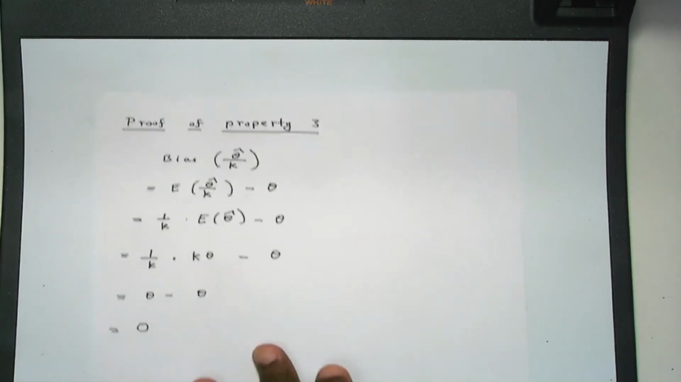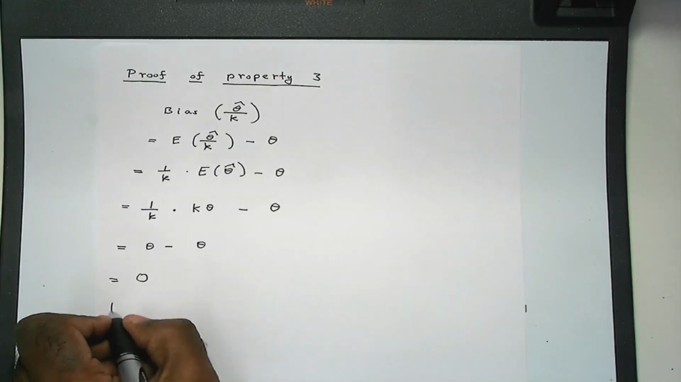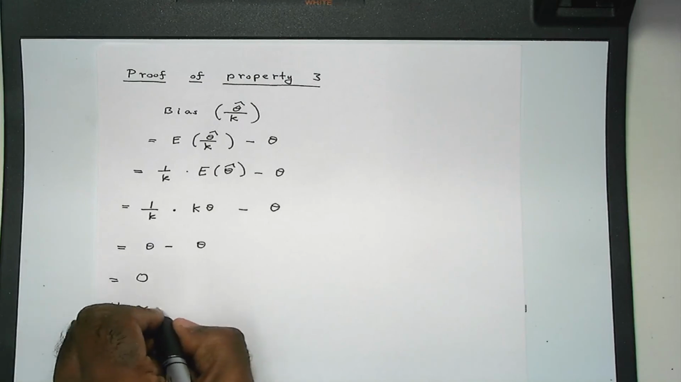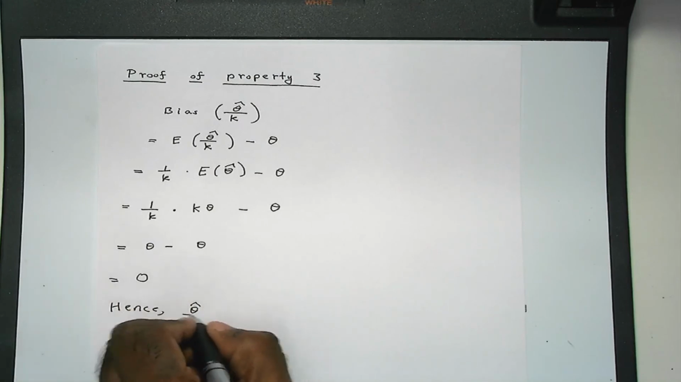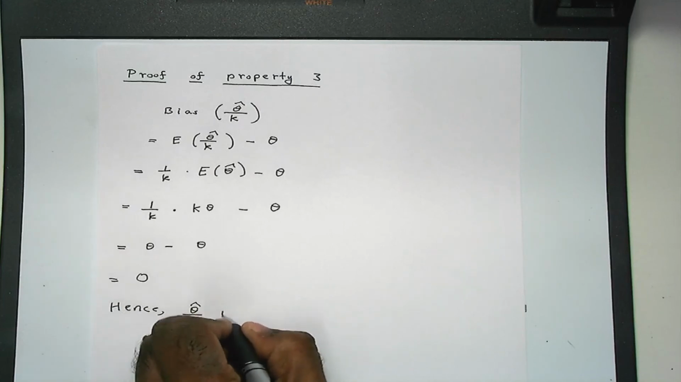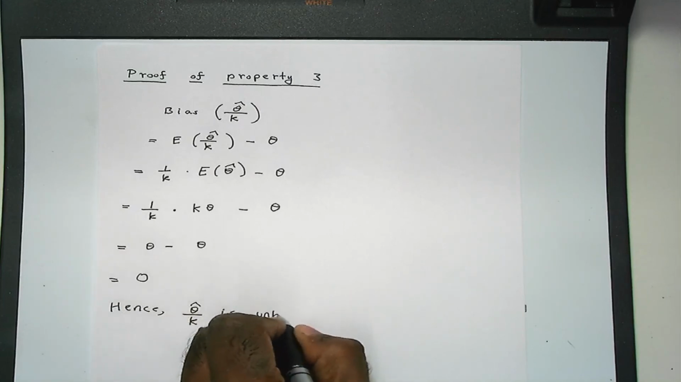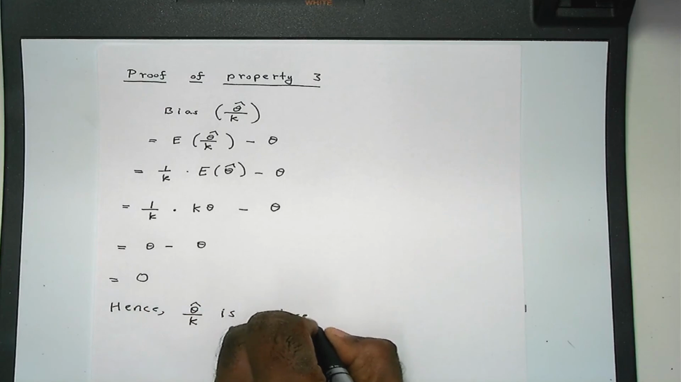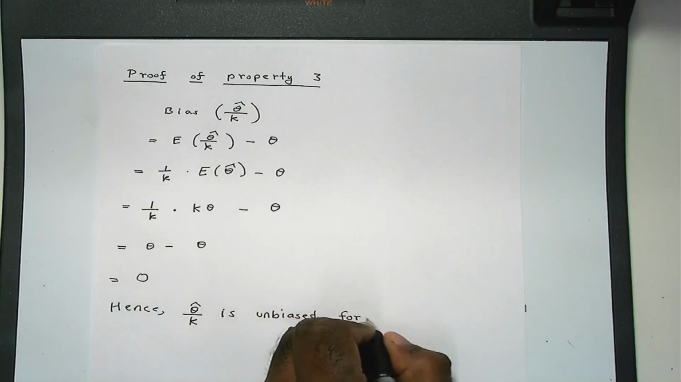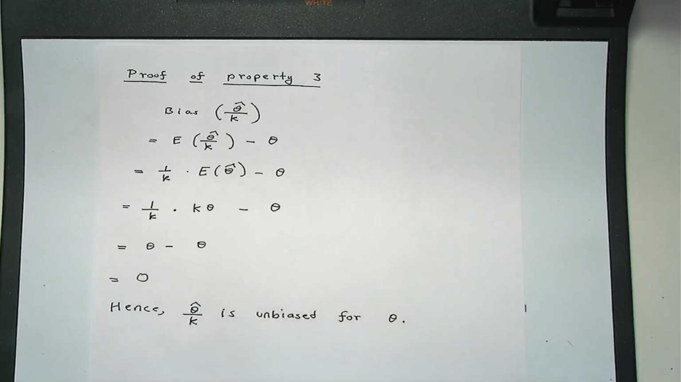So hence we have shown that theta hat by k is unbiased for theta, because the bias is 0. So that proves property number 3.